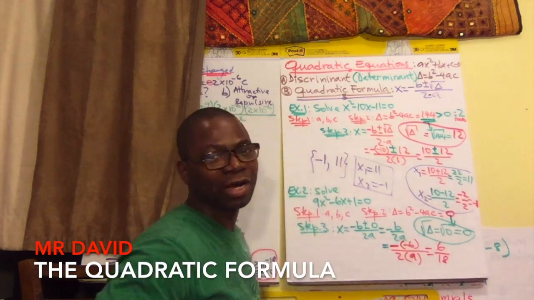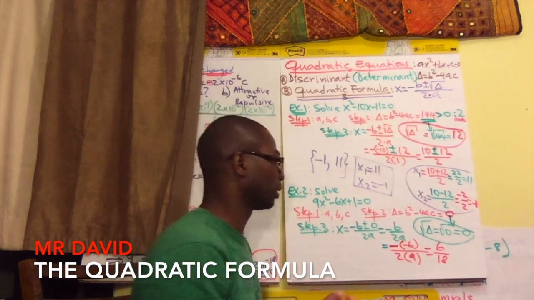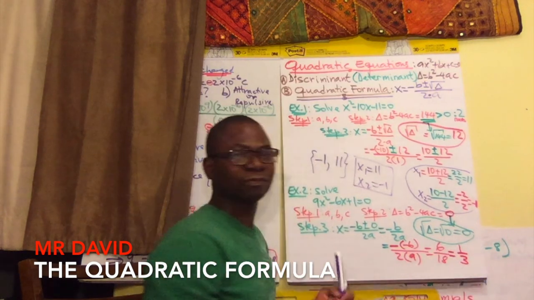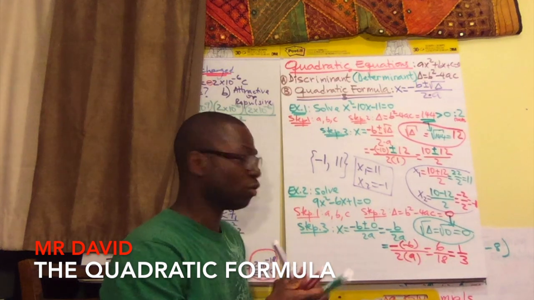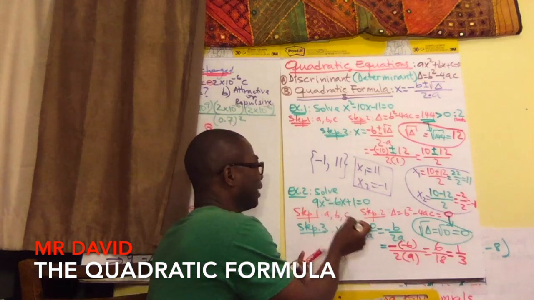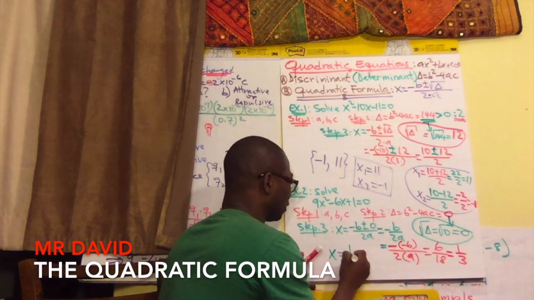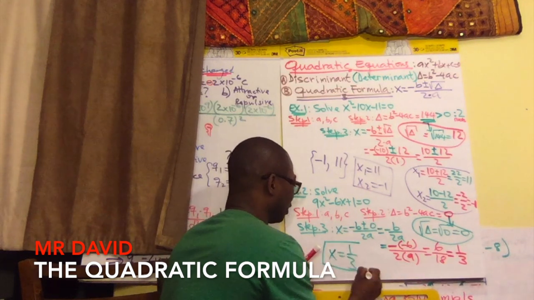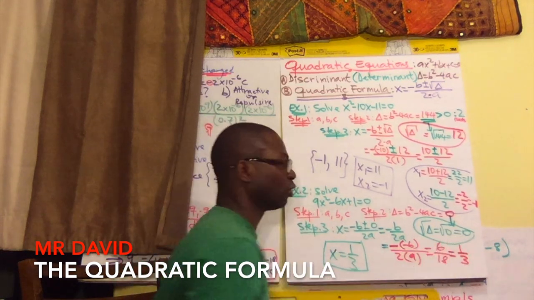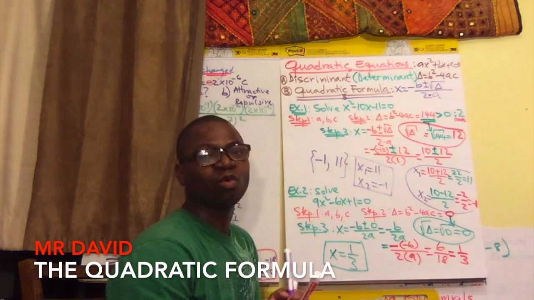Can you reduce this fraction? Yes. Anytime you can reduce a fraction, guys, you must reduce it. So it gives us 1 over 3. That's as far as we could go for this one. So the answer for this problem where delta is 0 is x equal to 1 over 3. Only one solution. It has only one solution because the square root of 0 is 0. So remember, if delta is 0, one solution.